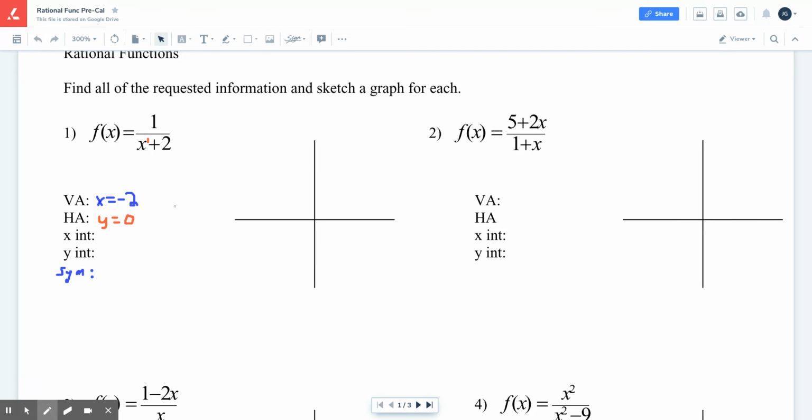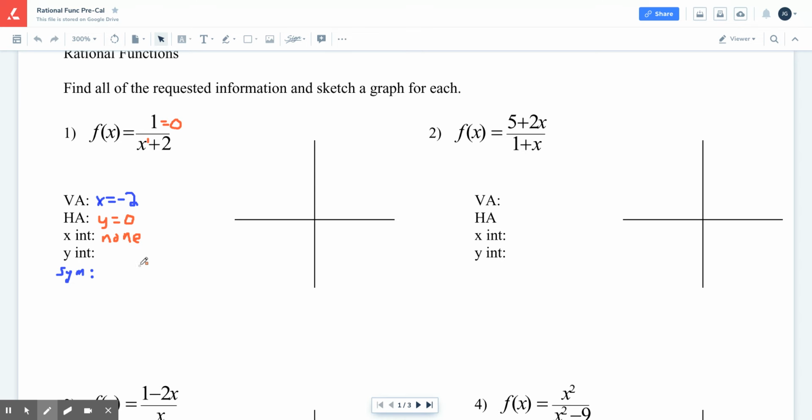Now, x-intercept. If you look back at your notes, it says for the x-intercept, you set the top equal to 0. Well, is 1 ever going to equal 0? No, which means there is no x-intercept.